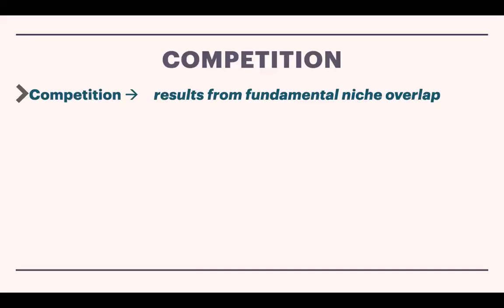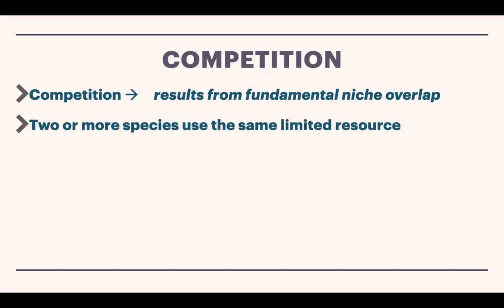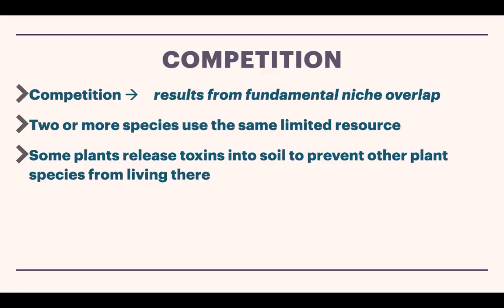Next is competition. I'm sure everybody understands the traditional definition of competition, where you're basically fighting over the same thing. This comes from a fundamental niche overlap when you have two or more species using the same limited resource. It even can occur with plants. You have some plants that release toxins into the soil, which doesn't affect the plant that's releasing the toxin, but it does prevent other species from living there.